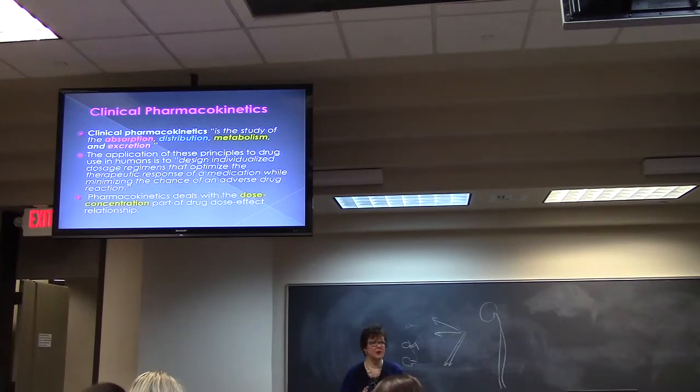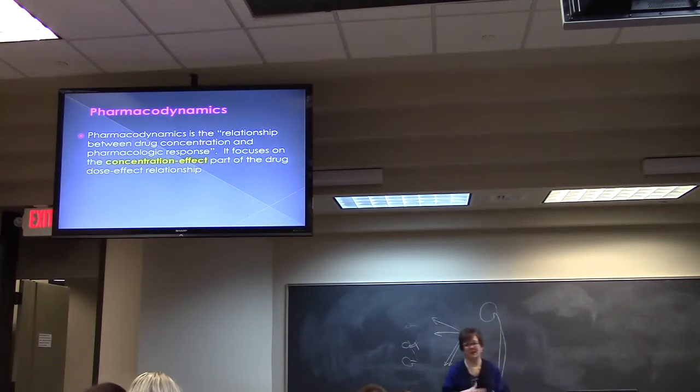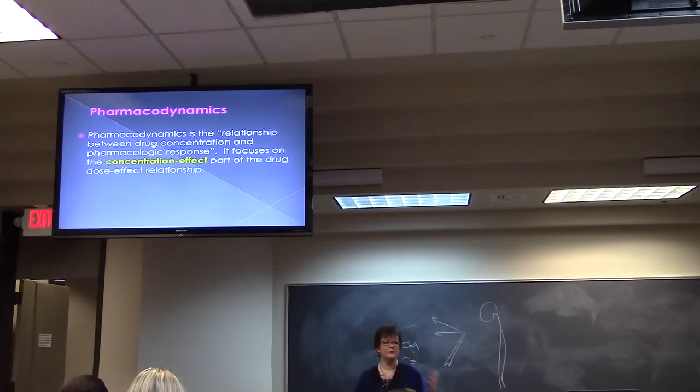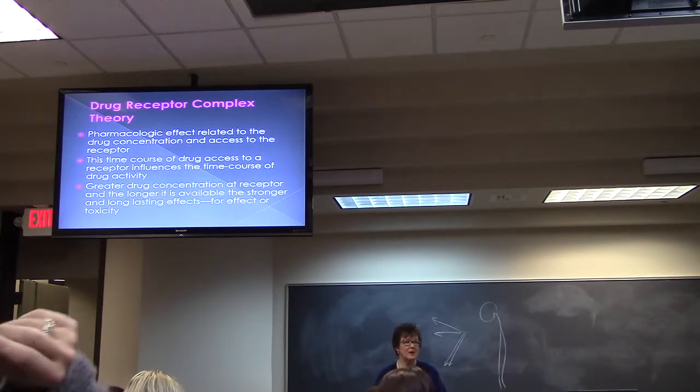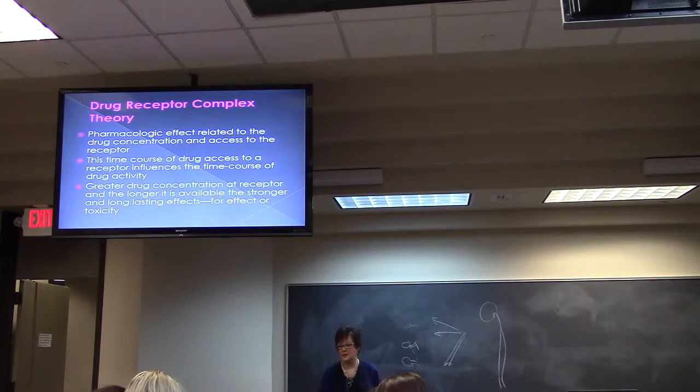Pharmacokinetics deals with the dose concentration part of the dose effect relationship. So the dose and concentration of a drug around that drug receptor complex or interaction. Just to keep in mind, pharmacodynamics is the relationship of the drug concentration and the pharmacologic response. So pharmacodynamics is always dealing with response. Just to remind, we talked about this probably last week. Drug receptor complex, pharmacologic effect is related to the concentration and accessibility of the drug to a receptor. The time course of drug access to a receptor influences the time course of drug activity. So the longer it has access, the longer the activity can go on. The more concentration at the receptor, the longer it's available, the stronger and longer lasting the effects, and also the possibility for toxicity.